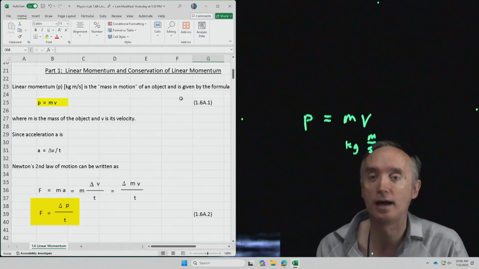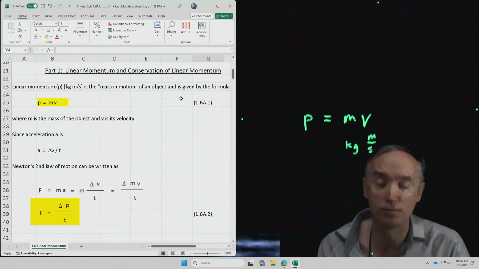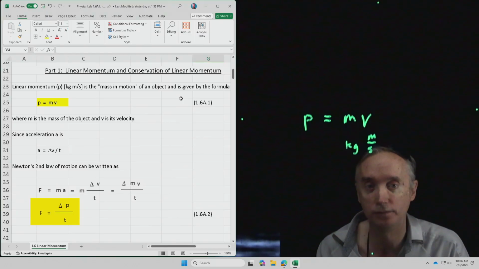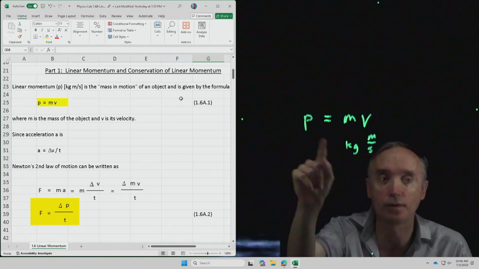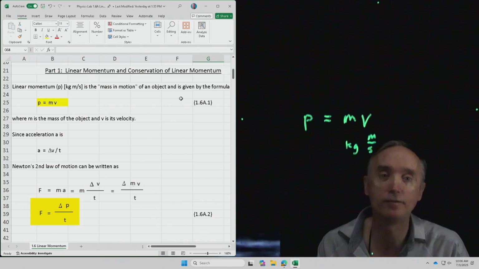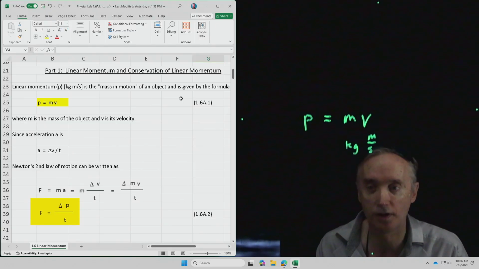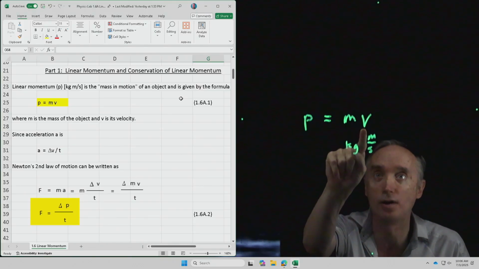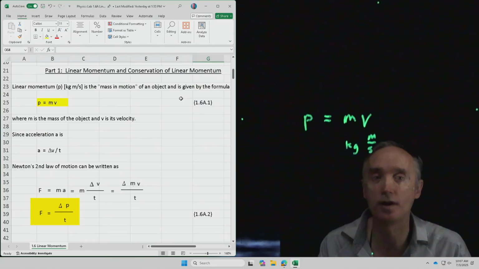Now notice that if an object doesn't have any mass, but all objects do, but let's say that it didn't have any mass, what would its momentum be? Zero times anything is going to be zero. So objects do have mass though. But what about if an object was sitting still? If an object's sitting still, what's its velocity? Zero. And so zero times anything is going to be zero. So the momentum of an object that's not moving is going to be zero.